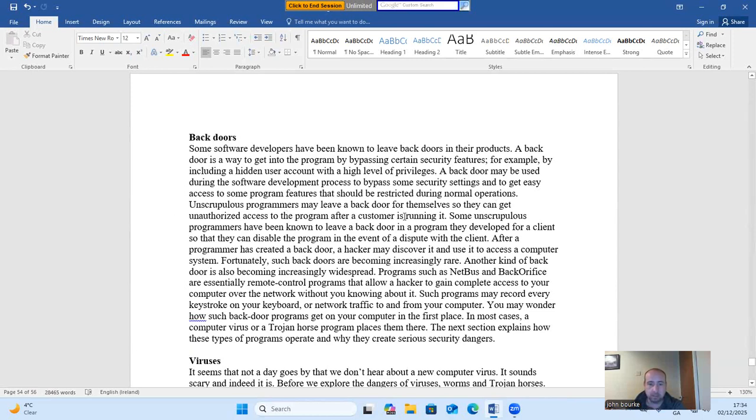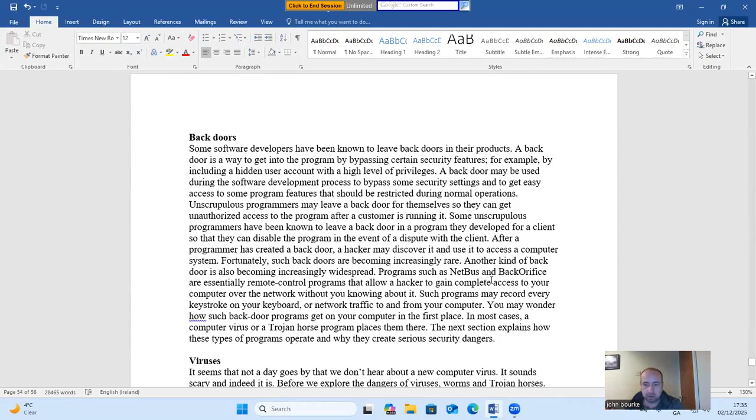Unscrupulous programmers may leave a backdoor for themselves so they can get unauthorized access to the program after a customer is running it. Some unscrupulous programmers have been known to leave a backdoor in a program they developed for a client so that they can disable the program in the event of a dispute with the client. After a programmer has created a backdoor, a hacker may discover it and use it to access a computer system. Unfortunately, such backdoors are becoming increasingly rare. Another kind of backdoor is also becoming increasingly widespread.